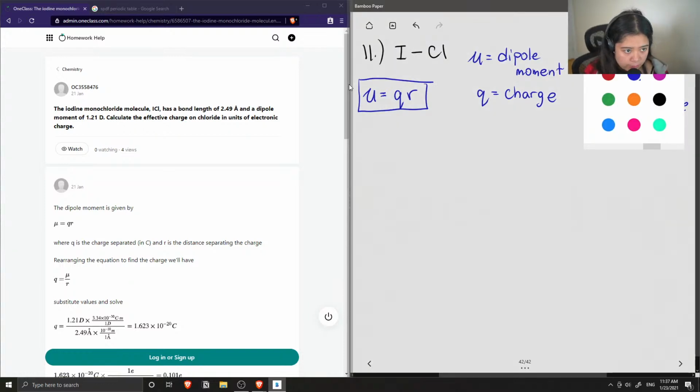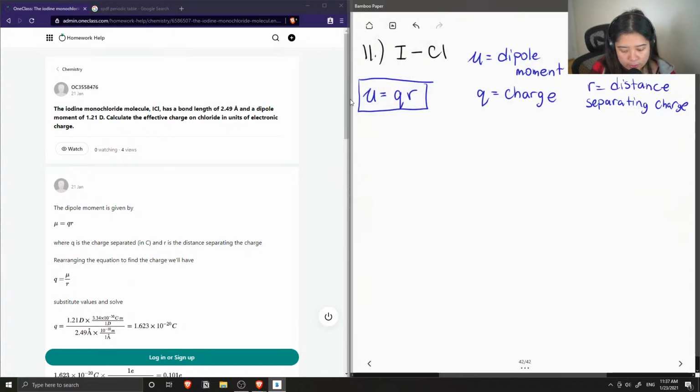Okay, so before we plug anything into this equation, I'm just going to convert all the units so that they are all the same. So if we recall that 1 D, or 1 debye, is the same thing as 3.34 times 10 to the negative 30 coulombs times meters, and also 1 angstrom is the same as 10 to the negative 10 meters.